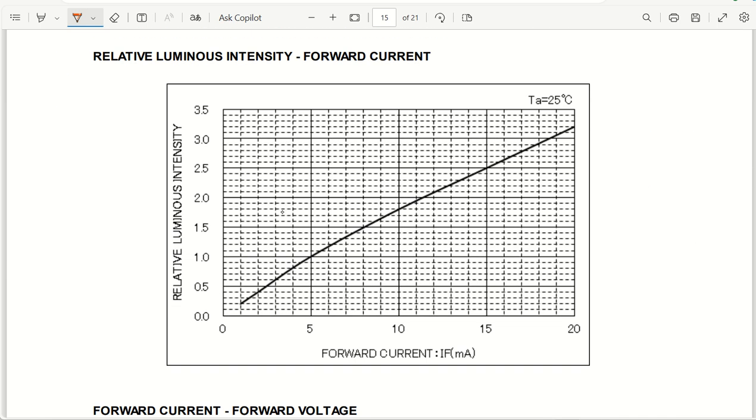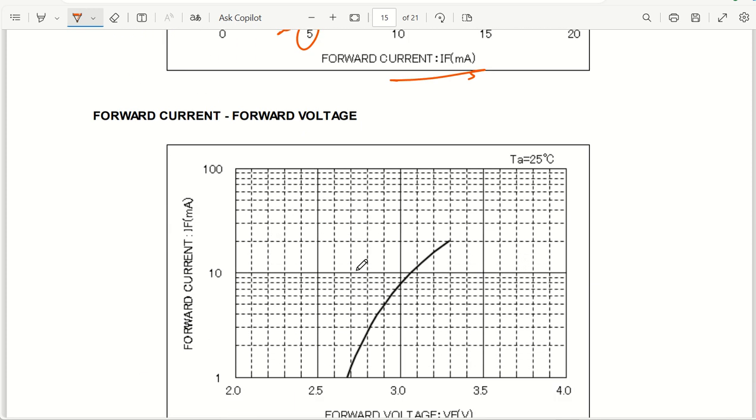Coming back to relative intensity versus forward current. This is the forward current that is going to increase up to around 20 milliamperes. I told you, this particular LED can take up to 20 milliamperes of continuous current, and you can see the relative intensity going up to 3 times, that is 300%. As you go on increasing the current through the diode, or through the LED, the intensity or the brightness increases. If you want to keep it around 100% of brightness or relative intensity, keep your current passing through the LED around 5 milliamperes. This is more than sufficient to design your circuit, which is going to be 5 milliamperes.